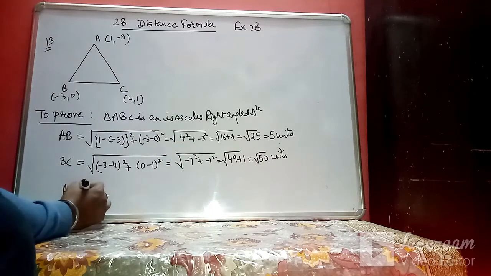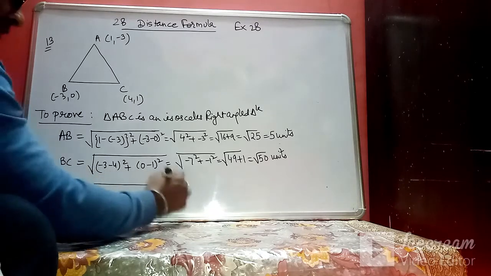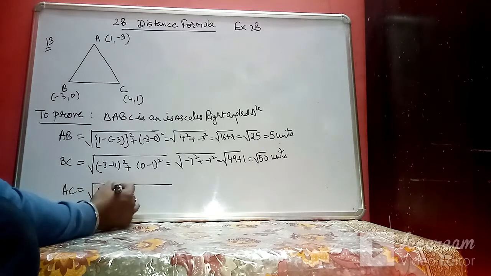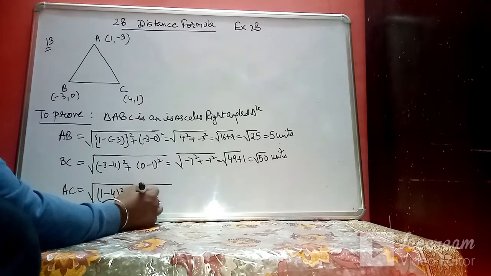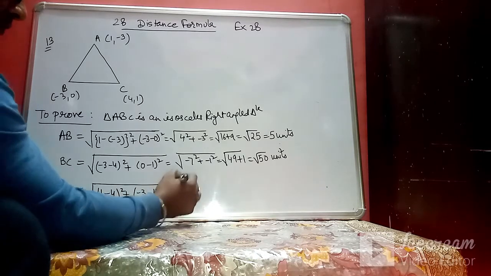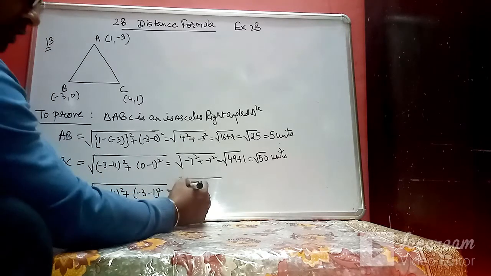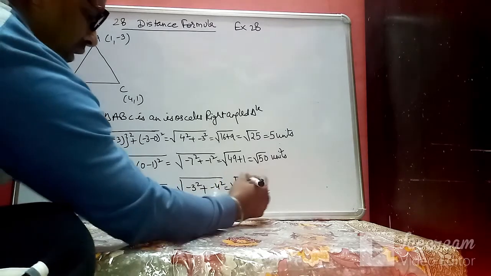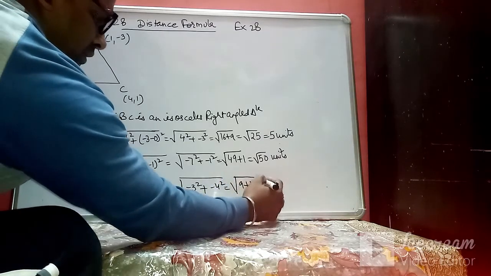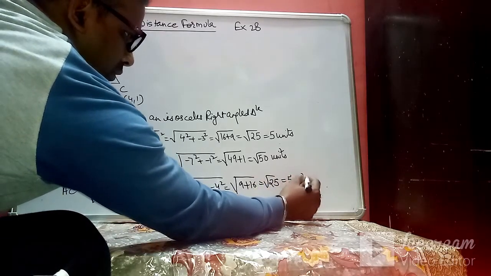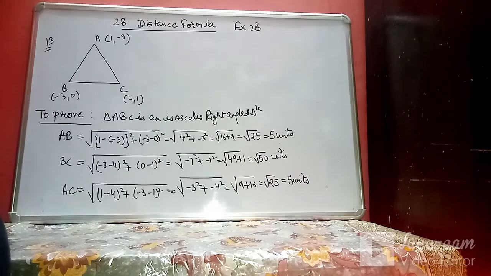The next thing that we need to calculate is AC. So what is our AC? 1 minus 4 whole square plus minus 3 minus 1 square. That is, 1 minus 4 is minus 3 square plus minus 4 square. Again we will get 9 plus 16, that is root 25, and 5 units. So we have calculated all three sides AB, BC, AC.